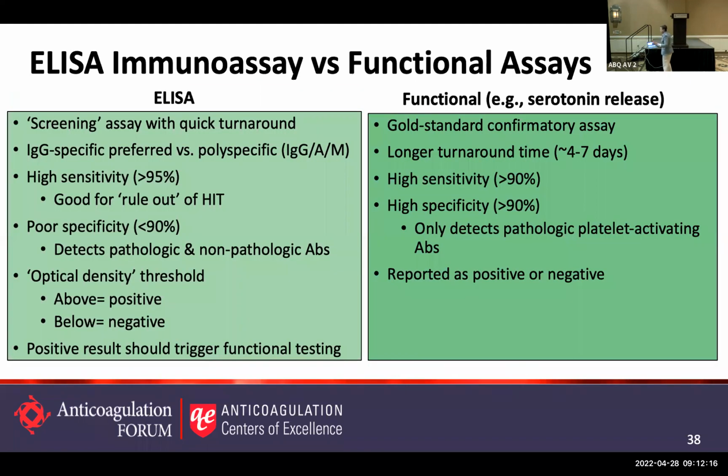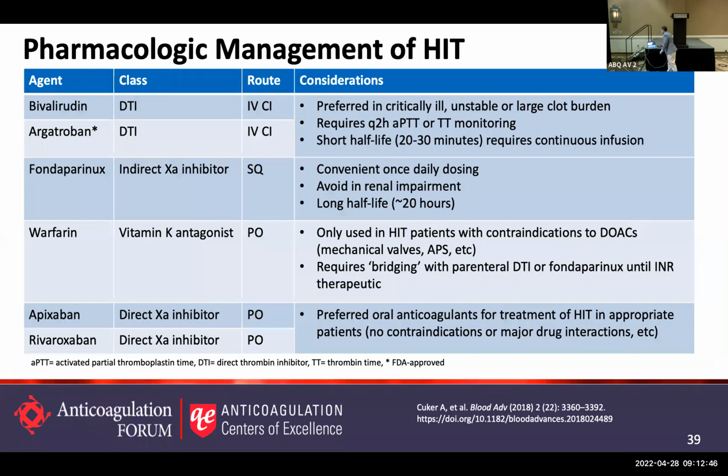So here are the two different types of assays. You're probably most familiar with the ELISA. It's very quick. It's a screening assay. It's highly sensitive, so if you get a negative ELISA, you can be very confident your patient doesn't have HIT. But if it's positive at all, there's going to be a reflexive better assay, which is the serotonin release assay on the right. It's both highly sensitive and highly specific. It only picks up pathogenic antibodies. And if that's positive, then your patient has HIT and you have to implement longer term therapy.